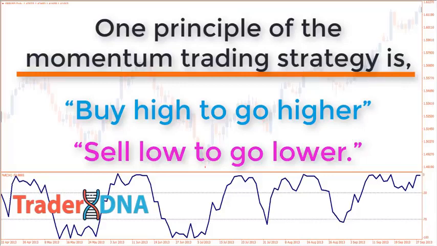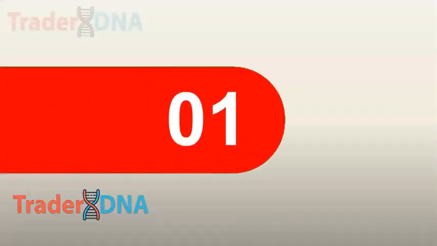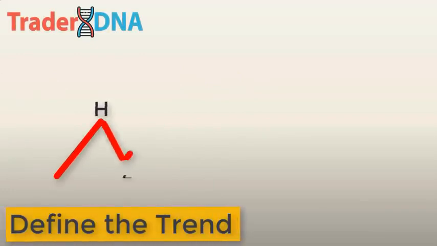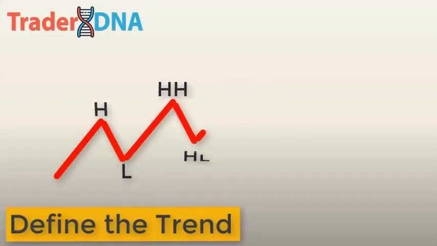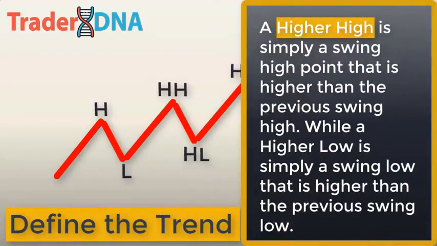And now, moving forward, we present the buy-side rules of the best momentum trading strategy. Step 1. Define the trend. The definition of an uptrend is pretty much standard. In an uptrend, we look for a series of higher highs followed by a series of higher lows. The higher high is simply a swing high point that is higher than the previous swing high, while a higher low is simply a swing low that is higher than the previous swing low.